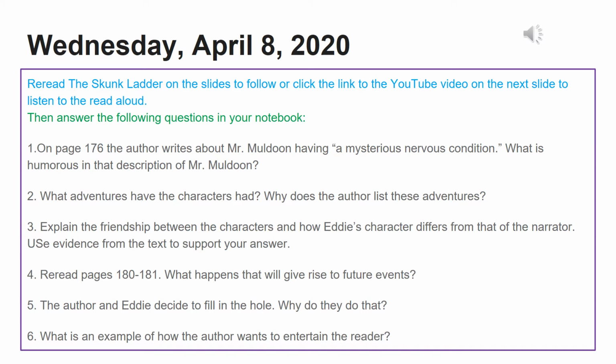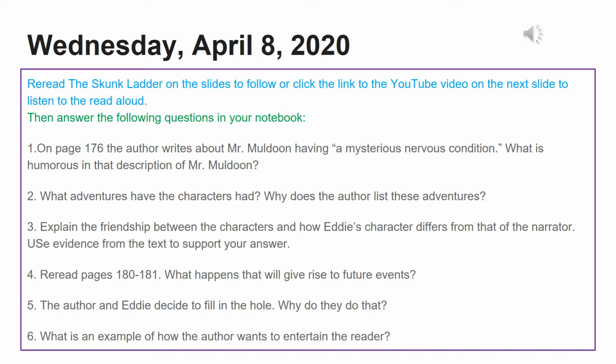Off to today's reading activity. Yesterday, you read The Skunk Ladder. Take a look at these questions. Number 1. On page 176, the author writes about Mr. Muldoon having a mysterious nervous condition. What is humorous in that description of Mr. Muldoon? Number 2. What adventures have the characters had? Why does the author list these adventures?